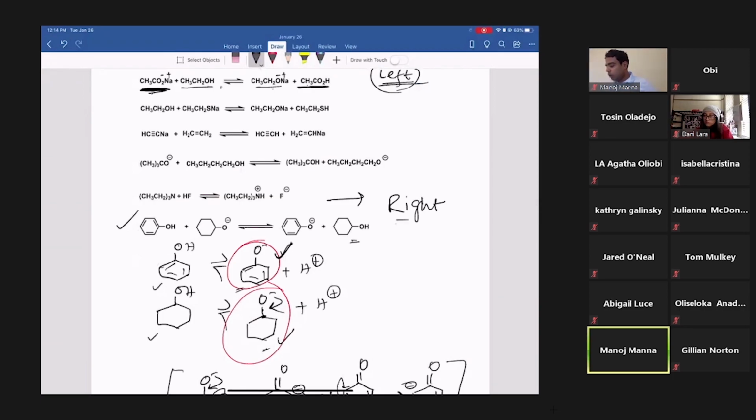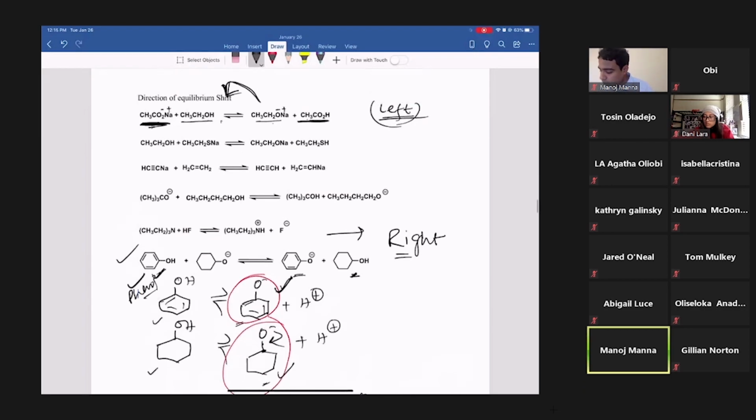The equilibrium will shift towards the right because at a given point of time, this one is giving H plus, and at the same time this one is also giving H plus. This is called phenol. Every compound has a name, right? Common name now, IUPAC name will come later. For now, this is phenol and this is cyclohexanol. At the particular time, phenol is giving H plus and at the same time cyclohexanol is giving H plus. Who is giving more H plus? Phenol, because its conjugate base is more stable. That's why the equilibrium favors the right.